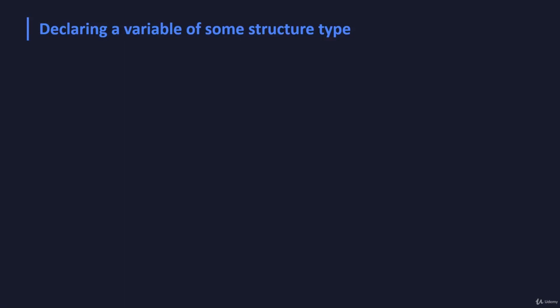Okay, so now what we are going to do is talk about how we can declare a variable of some structure type that we've just defined in one of our previous videos, okay? If you want a strict, easy way to understand the rules and how you can create a variable of a defined structure template, here it is.